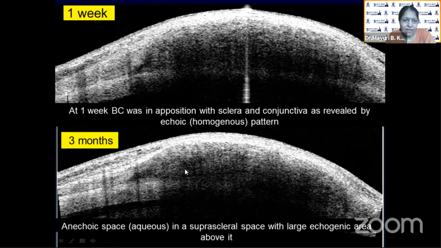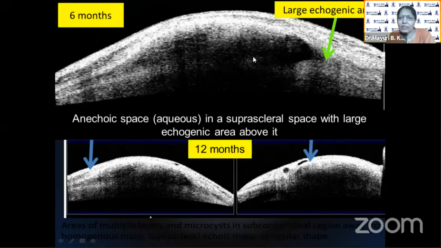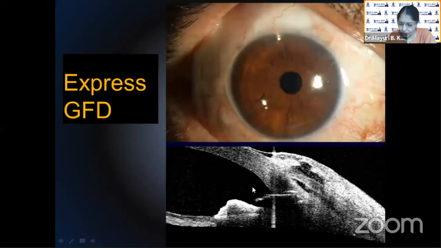This is after 1 week. After 3 months, you can see the aqueous pockets are coming up in this area. The suprascleral space now has aqueous in that anechoic space. Here also small cavities are coming up. So at the end of 6 months, a big area of aqueous pockets is seen, shrinkage of the Ologen in this area, and small areas of aqueous pockets in the peripheral part of the bleb. So these blebs are thick blebs, but safer blebs.